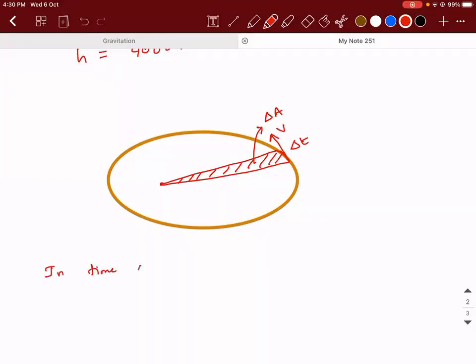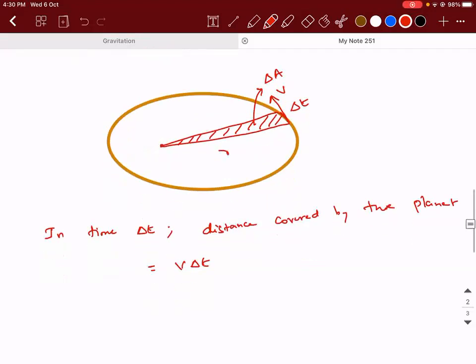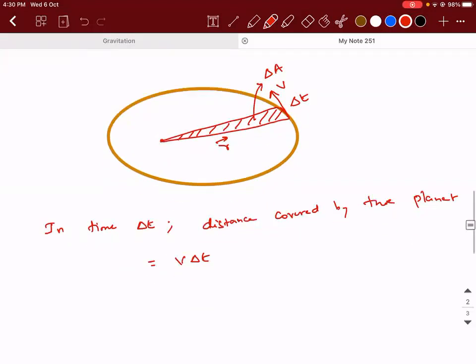So in time delta t, distance covered by the planet is how much? Distance covered by the planet. It is how much? V delta t. V delta t. And this is R vector. Right.